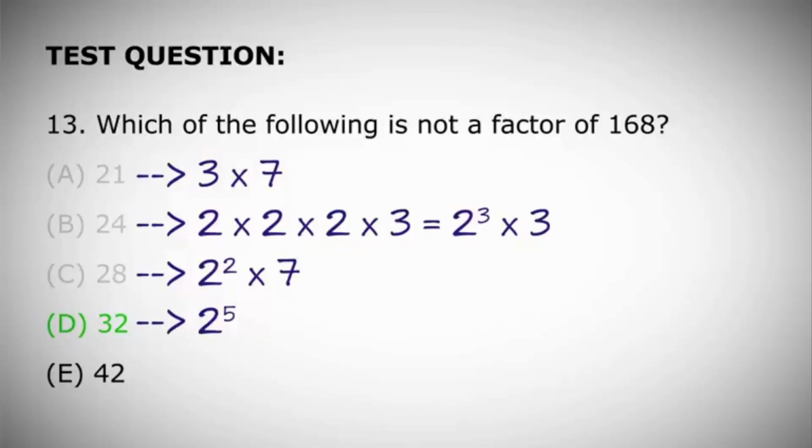Let's just double check answer choice E, 42. 42 is going to be the product of 7 times 2 times 3. That's just fine. All of those factors are included and we haven't exceeded the limits. So our correct answer here is letter D.